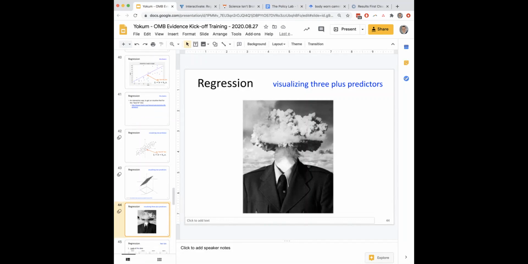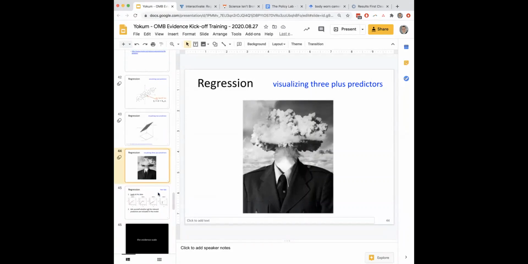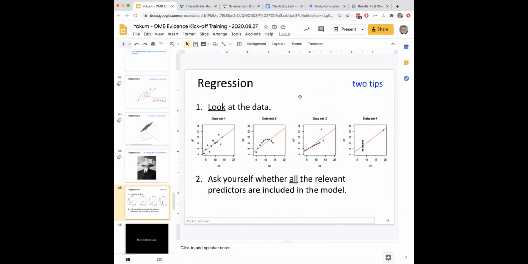And the reason I think it's worth it to build your intuition on these simpler models and play around with those applets is to motivate two key tips, at least, for how you might try to digest regression results, either if you're reading them yourself or if you're having someone else speak to you about it.